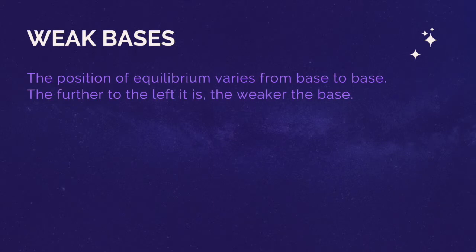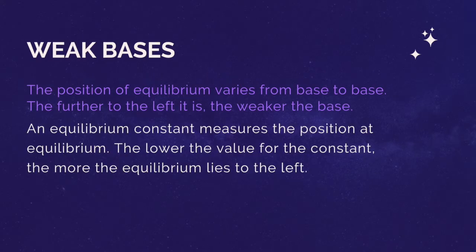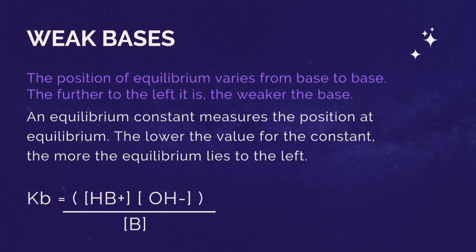The position of equilibrium varies from base to base. The further to the left it is, the weaker the base. The equilibrium constant measures the position at equilibrium. The lower the value for the constant, the more the equilibrium lies to the left. Here is the equation for the equilibrium constant for a base. We omit water from the equation because if the base is weak, the concentration of the water is virtually constant.